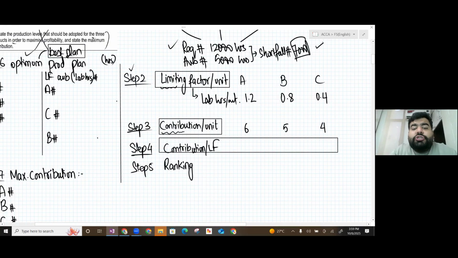Fourth step is contribution per limiting factor. First step was identify limiting factor. Second, limiting factor per unit. Third, contribution per unit. Fourth step is contribution per limiting factor. It can be calculated easily.